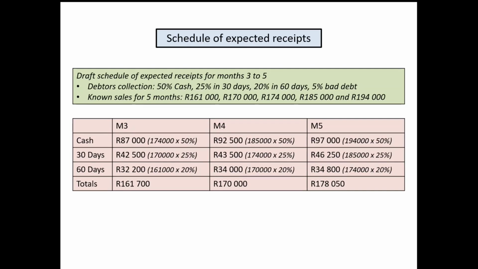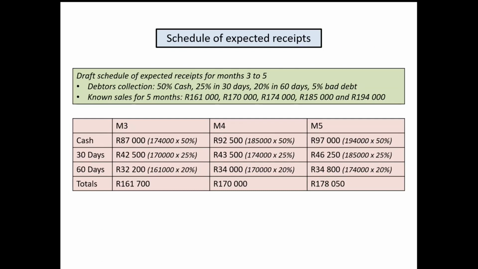So it says draft a schedule of expected receipts for months 3 to 5. Now, in a test or an exam, they're never going to say to you months 3 to 5. They are going to say March to May or something like that. Okay, and this is what they tell you. They say this is really how your debtors collection works. 50% of sales is in cash.